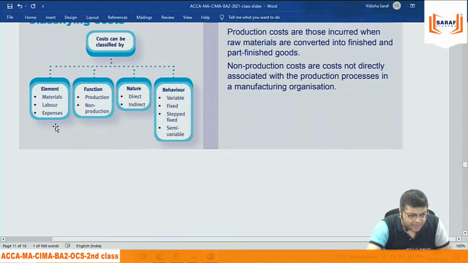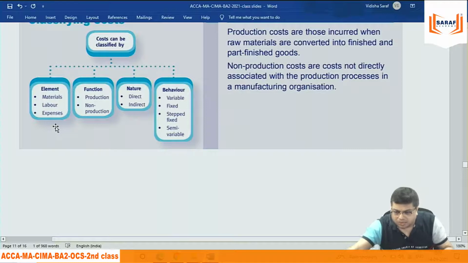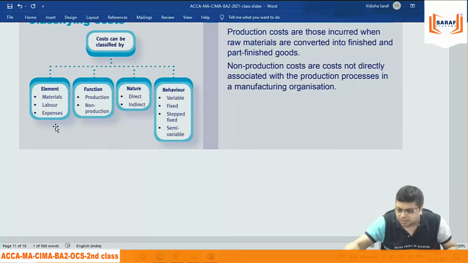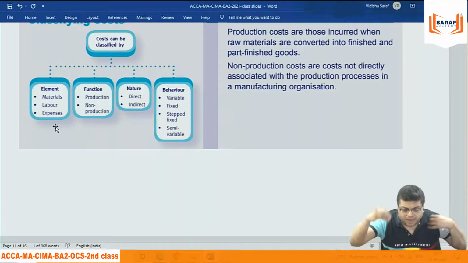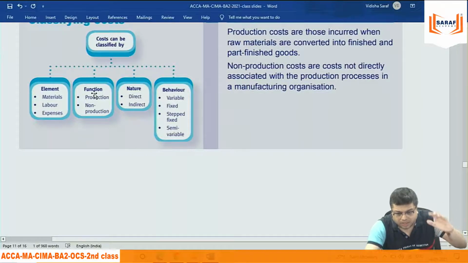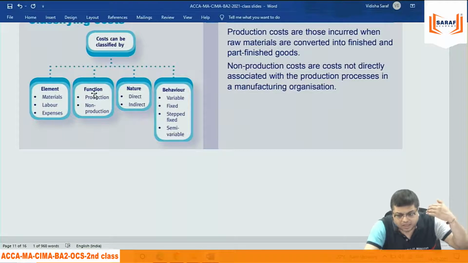Normally we say that elements, means suppose in a cup, what are the costs? Material, labor and other expenses. In anything of the world, any job, any product, anywhere, the cost is divided into 3 categories: material, labor and overheads, elements. As function, as I said, P&L account function, manufacturing function, admin function, selling function, distribution function.